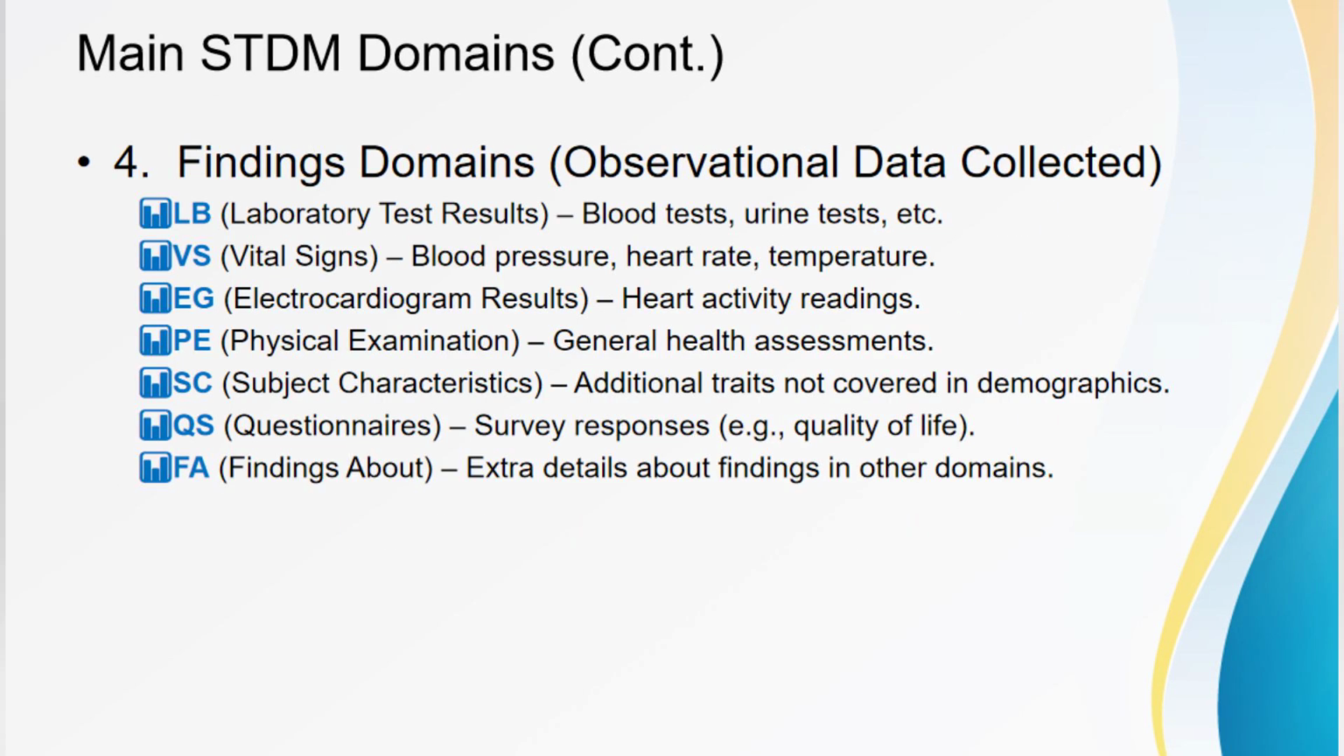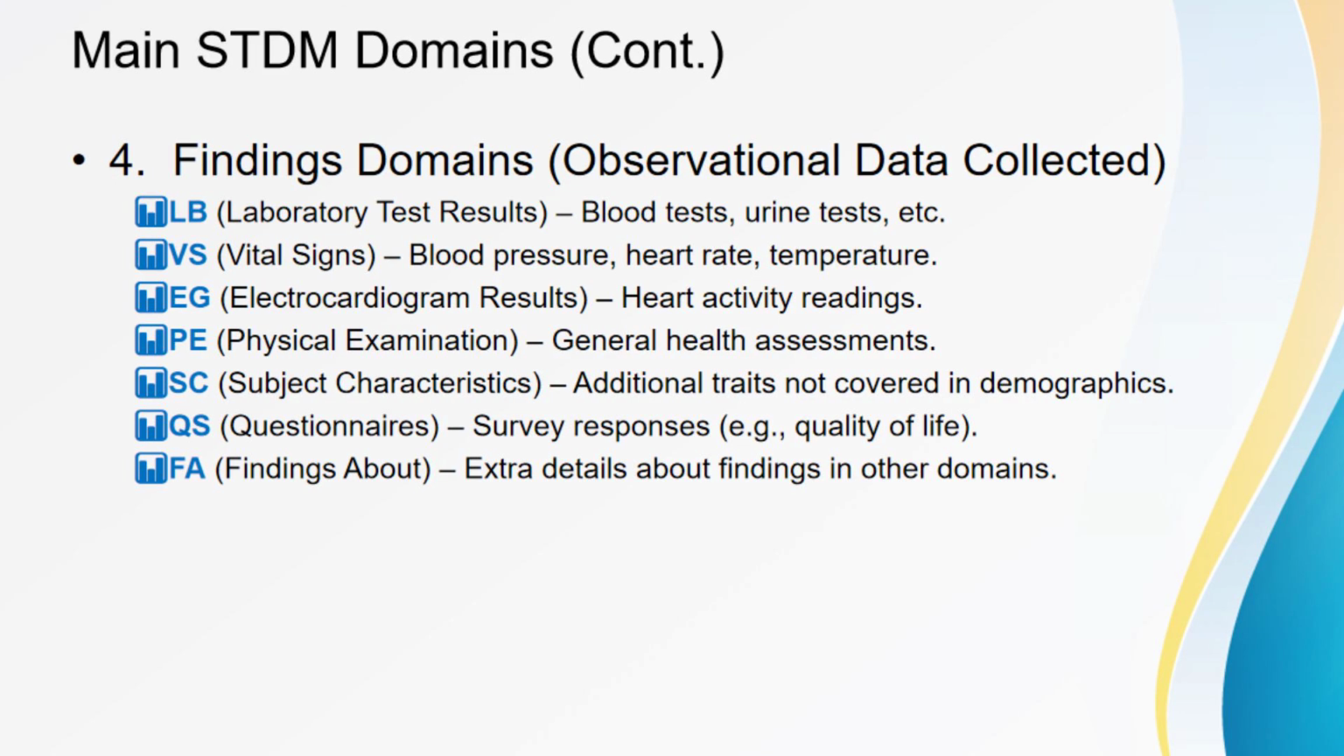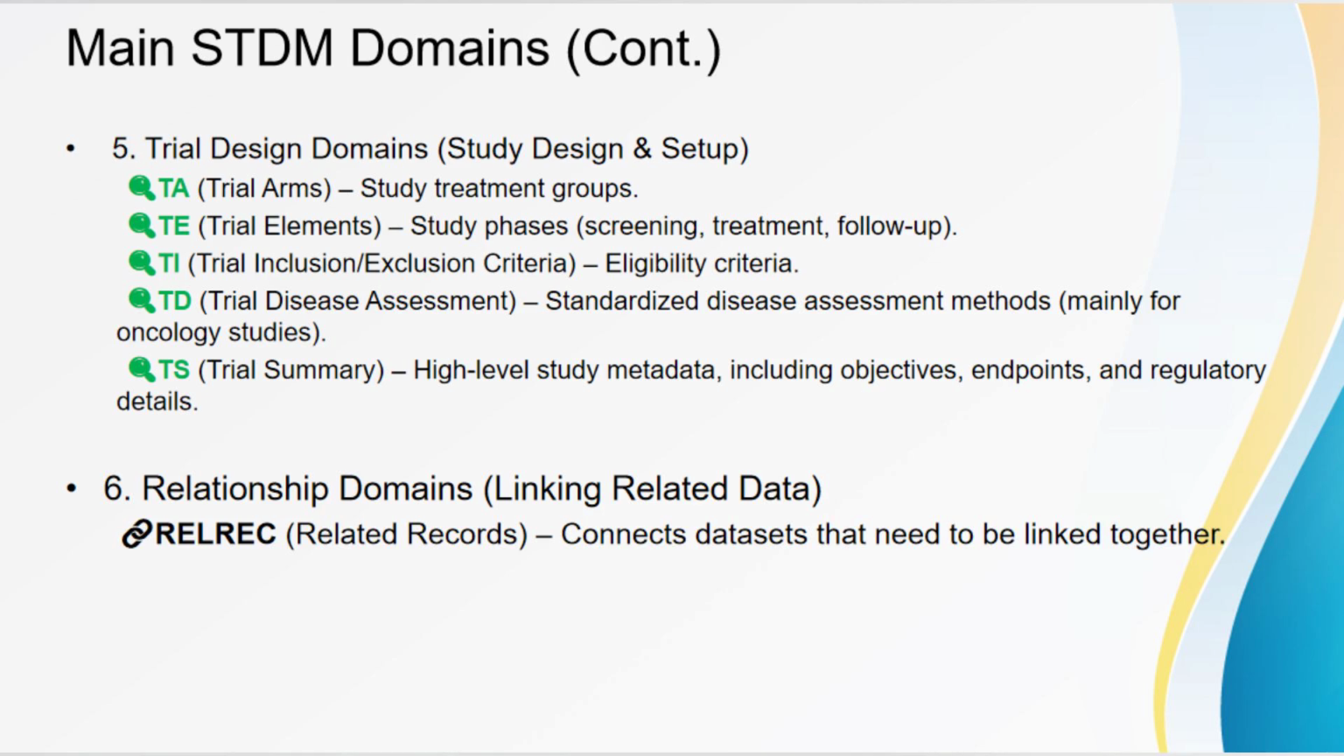Next, we have findings domains which contain observational data. This includes LB, laboratory test results, VS, vital signs, EG, electrocardiogram results, PE, physical examination, SC, subject characteristics, QS, questionnaires, and FA, findings about. We also have trial design domains, which cover study design and setup.